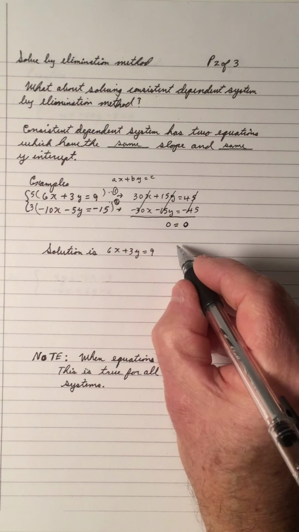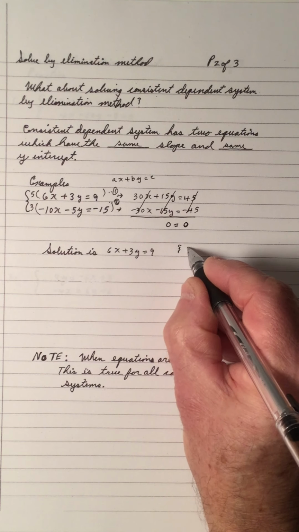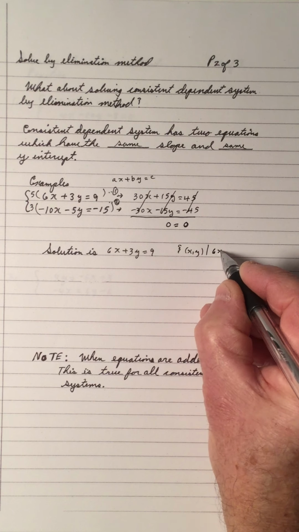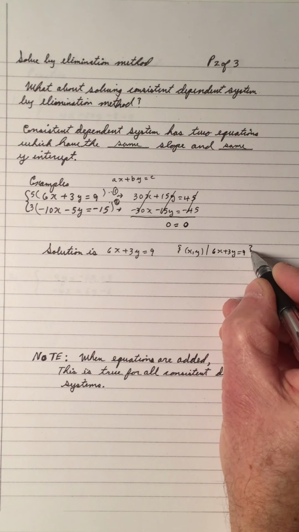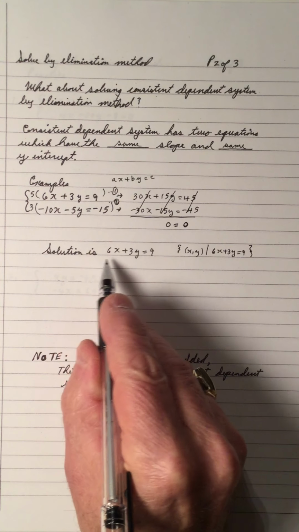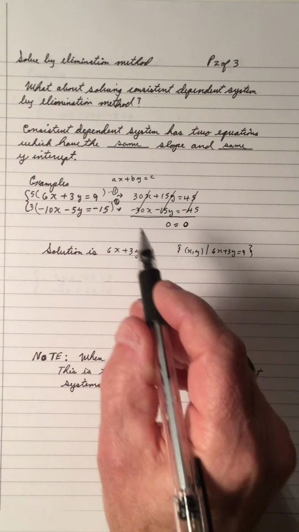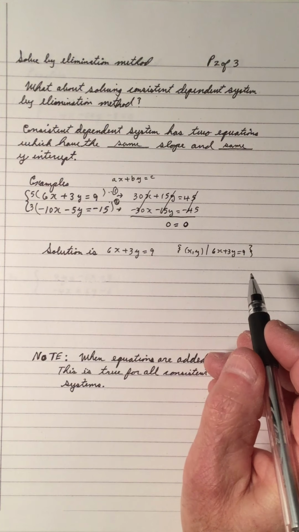And if we get really sophisticated, we write it down as the set of all x and y such that 6x plus 3y equals 9. That's the official way, but I just wrote down the equation because all the points that satisfy this equation are also going to satisfy this equation, because the two equations are the same.